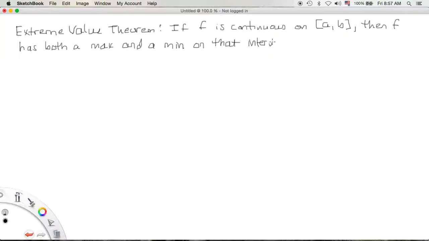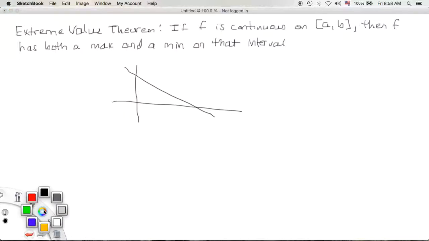Now you may be thinking to yourself, what about if we have like a line or something like that? Well, if we put it on our interval from A to B, then you'll notice here at A we have a maximum, and here at B we have a minimum. So the maximum or minimum could be at the endpoints.